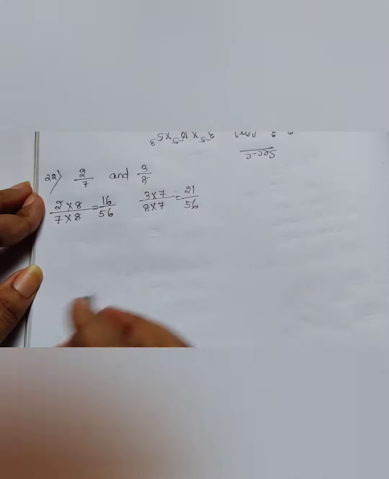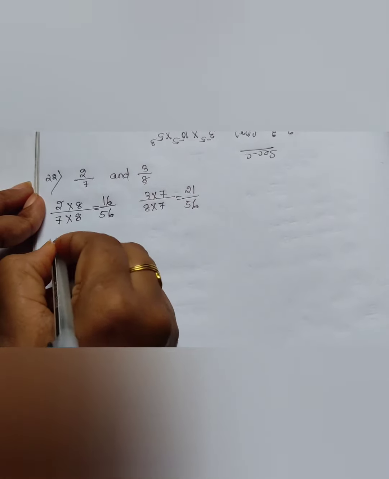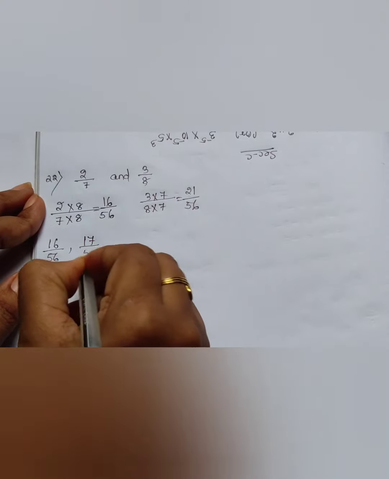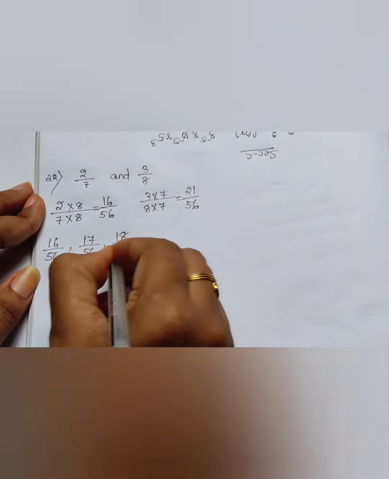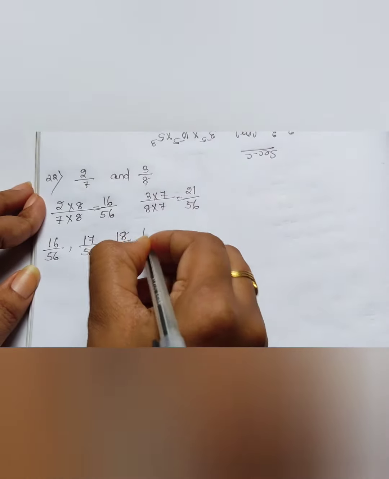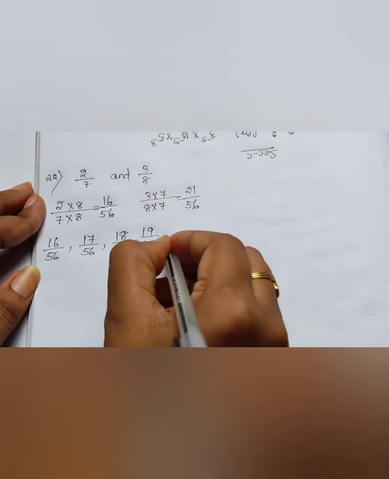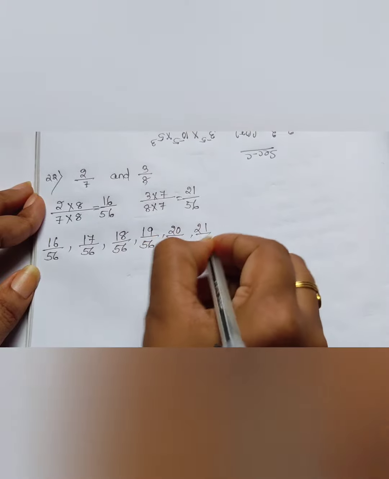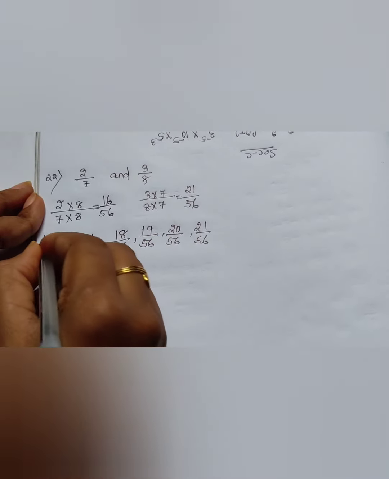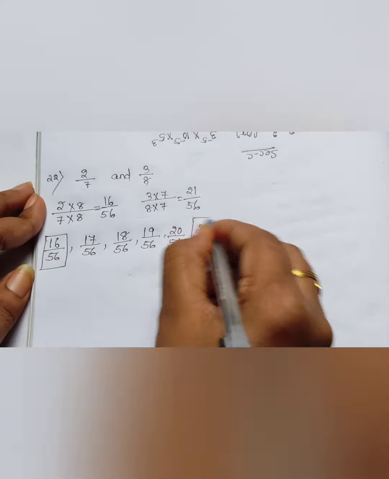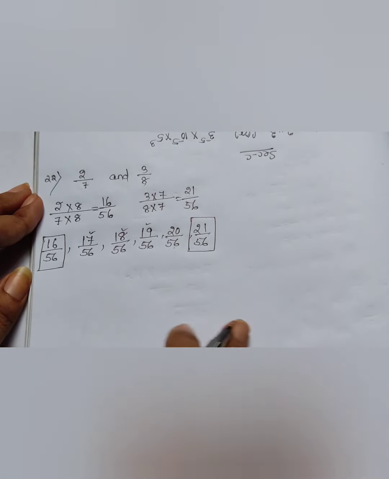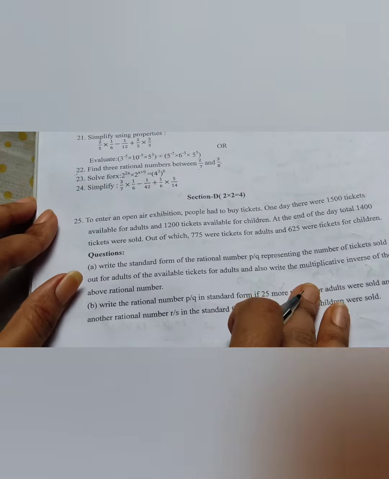So now we need to just write three rational numbers in between them, that is 17 by 56, 18 by 56, 19 by 56, or more, that is 20 by 56 too. The question is given for three rational numbers, you can write any three out of these four. But do not include 16 by 56 and 21 by 56 because the question is to write the rational numbers in between these two rational numbers.